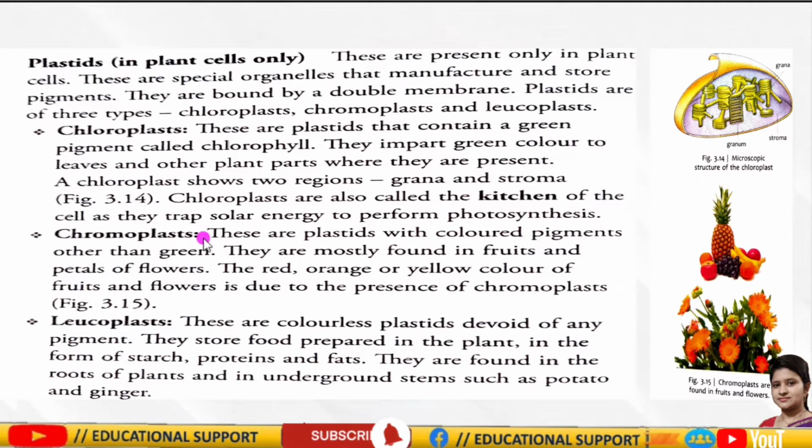Next we discuss the chromoplast. So chromoplasts contain colored pigments other than green. They are mostly found in fruits and petals of flowers. The red, orange or yellow color of fruits and flowers is due to the presence of chromoplast. You can see in figure 3.15. Chromoplasts are found in fruits and flowers.